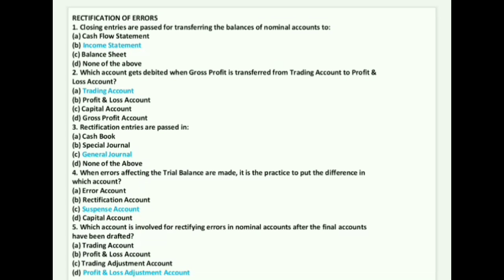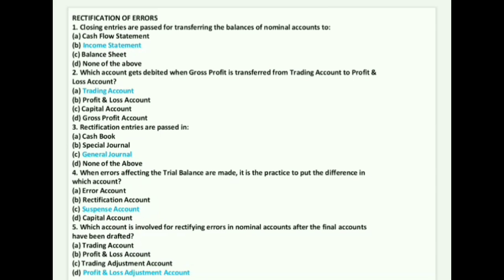Next question, which account gets debited when gross profit is transferred from trading account to profit and loss account? Guys, the question is, which account gets debited when gross profit is transferred from trading account to profit and loss account? So option is trading account, because the gross profit is transferred from trading account to profit account, so obviously trading account will get debited.